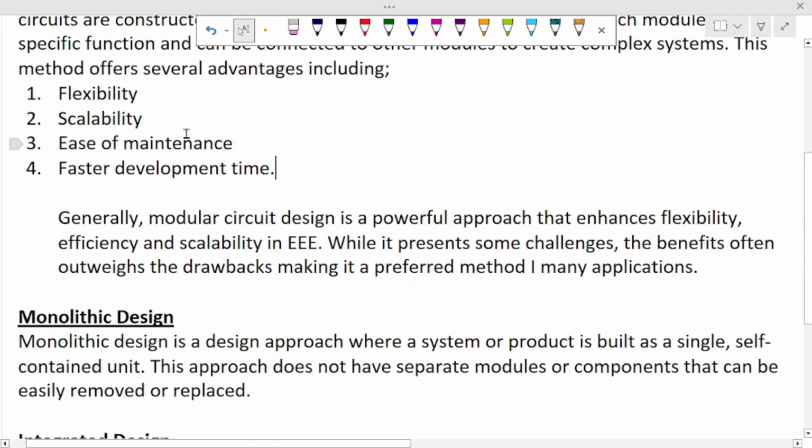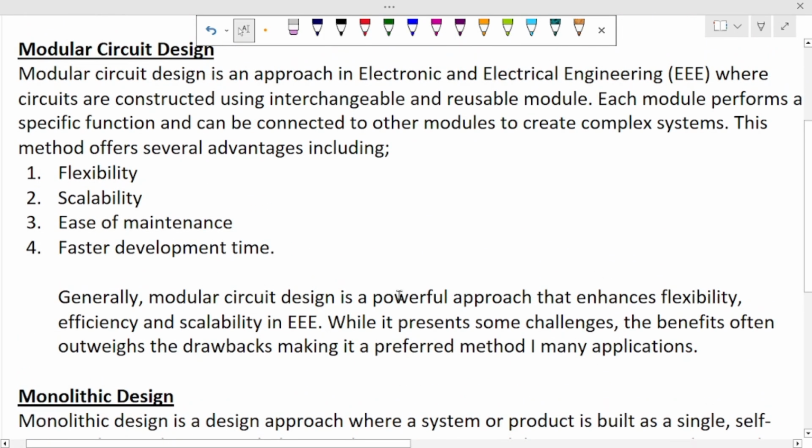So that's for the advantages. Now, generally, modular circuit design is a powerful approach that enhances what? Flexibility, efficiency, and scalability in electrical electronics engineering. While it presents some challenges, the benefits often what? Outweigh the drawbacks, making it a preferred method in many applications. Okay? That's for modular design, which is kind of the most used one.